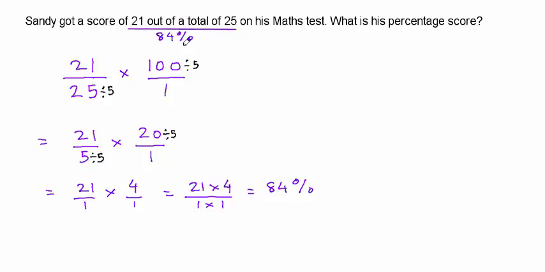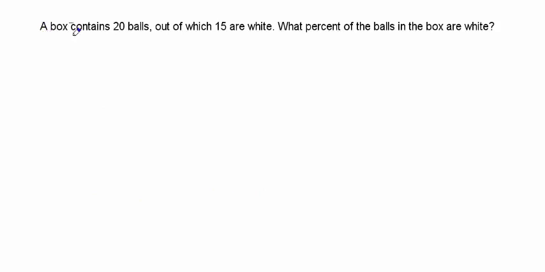Let's try another one. A box contains 20 balls. That is, the total number of balls in the box is 20, out of which 15 are white. What percent of the balls in the box are white? Once again, we are going to create a fraction. We need the percentage of the balls that are white. Therefore, that number goes on the top, the total number goes on the bottom, times 100 or 100 over 1.